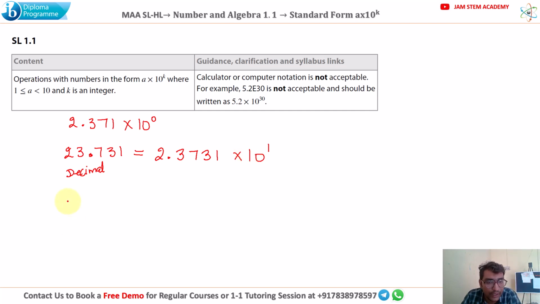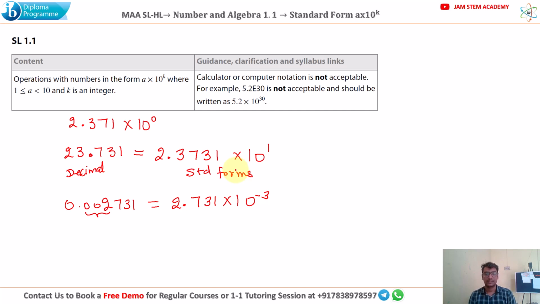For example, if you have 0.002731, in that case you have to shift your decimal 3 places to the right. So your answer will be, again, you have to write a number which is lying between 1 to 10. Its value can be 1, there is no problem with the 1, but can never be 10. Okay. So 2.731 times 10 raised to the power, since you shifted your decimal 3 places in the right direction, it will be -3. So in this way you can convert from the decimal to standard forms.